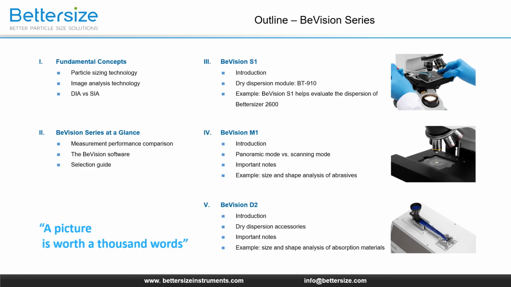Okay, we just walked through all the sections in this presentation. We discussed the image analysis method for particle sizing, the dynamic image analysis, and the static image analysis. Then we got to know about the Bevision series of image analyzers in total and in detail. Thanks to the powerful hardware and software, the Bevision series is able to navigate all the challenges of particle size and shape analysis you may meet. Remember, a picture is worth a thousand words.